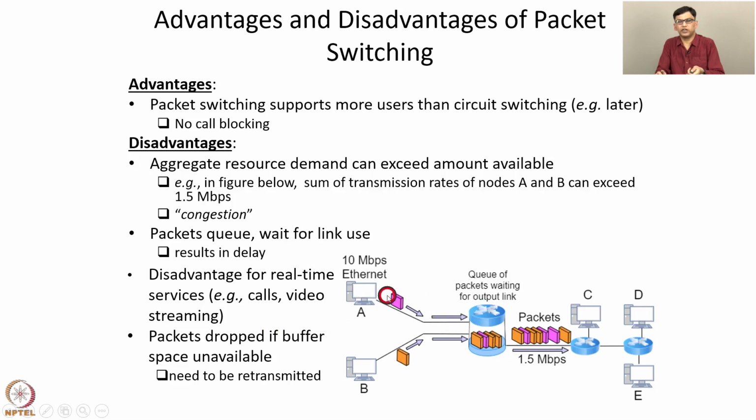So A has to somehow detect that a packet that it sent was dropped by an intermediate router, and it has to resend the same packet. This retransmission results in additional delays, and it results in a waste of bandwidth because the same information has to be transmitted again. So these are some disadvantages of packet switching.